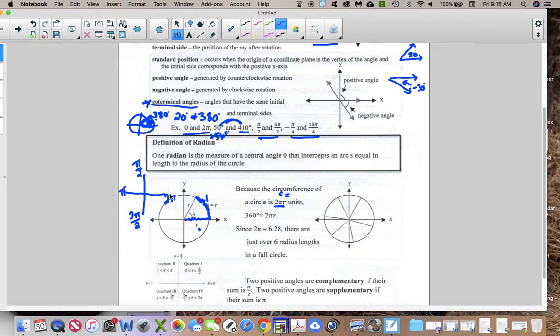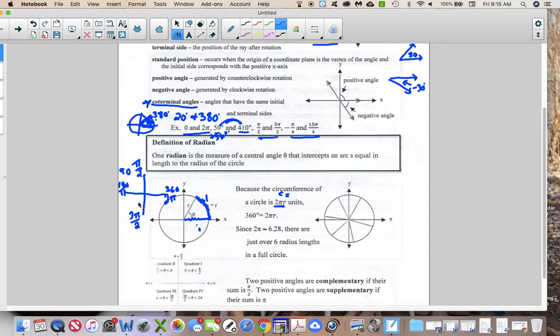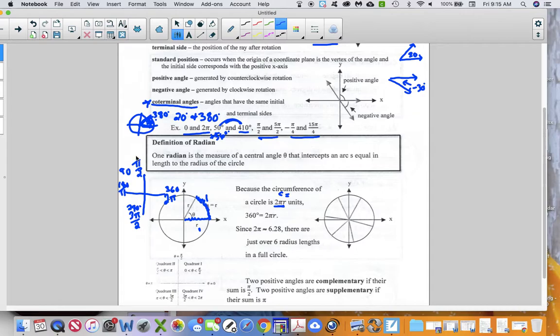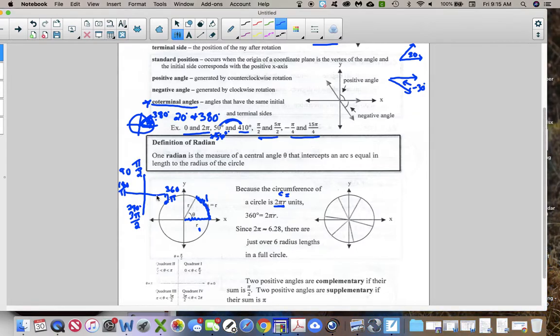So rather than calling this 360 degrees for going all the way around, they'll call that 2 pi. So 360 is equivalent to 2 pi. 90 degrees is equivalent to pi over 2, because that's just from here to here. 180 degrees is equivalent to pi, and 3 pi over 2 is equivalent to 270 degrees. Okay, so those are the radians of each one of those corresponding degree measures.